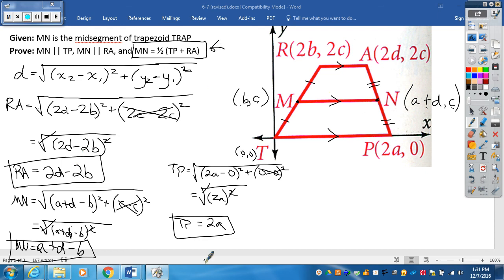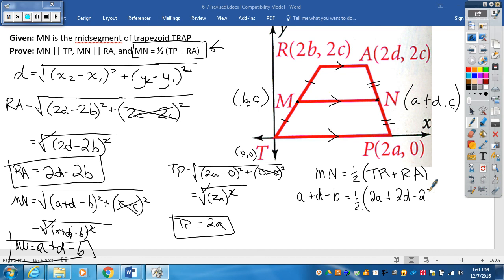Okay? And so, if I have that, I'm going to go ahead and write down the formula one more time just to make sure we've got that. And I'm going to plug in what we found and see if we maintain equality on both sides. So, if I plug in MN, which is A plus D minus B, will that equal 1/2 TP, which is 2A, plus RA, which is 2D minus 2B?